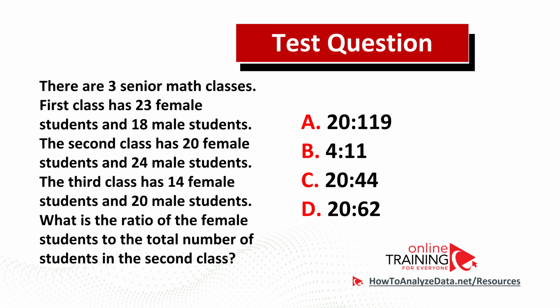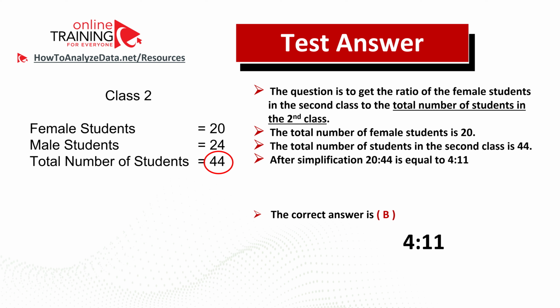Did you come up with the answer? Let's continue to see if we can solve this challenge and get to the correct solution together. The tricky part here is that you're presented with lots of data about the first, second, and third classes. But the question only asks you about the ratio in the second class.